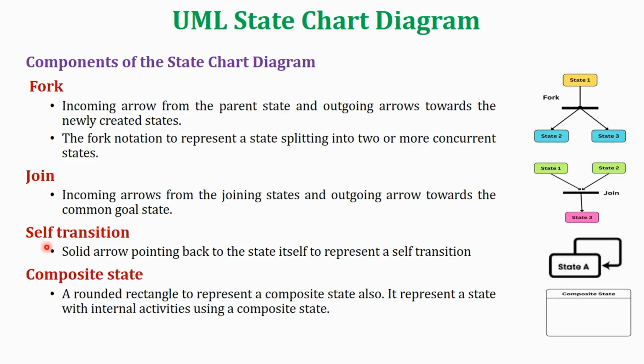And next one is the self transition. A solid arrow pointing back to the state itself represents the self transition. And next one, the composite state. A rounded rectangle represents a composite state also. It represents a state with internal activity using the composite state.